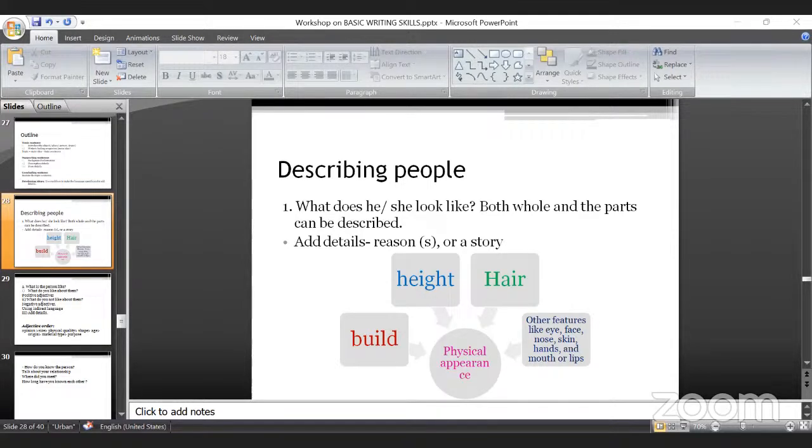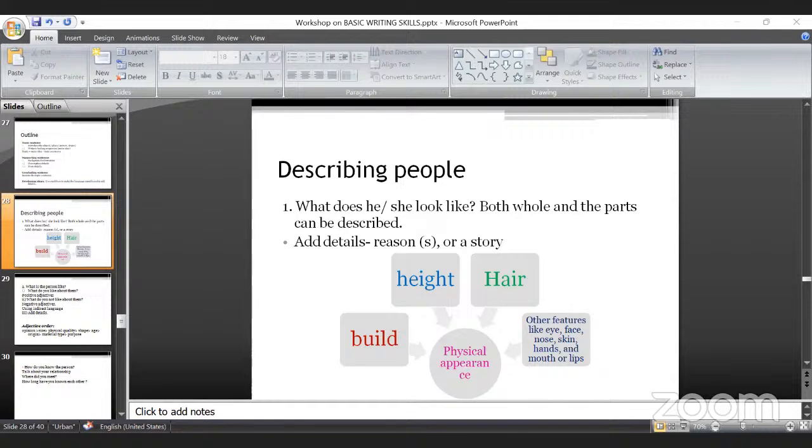Have you heard something like buff physique? I see somebody writing in the chat. Buff physique. When you say someone has a buff physique, what does it mean? It means that the person is in good shape. You are describing somebody who's in great shape, then you use words like buff physique. So keep handy adjectives that would suit talking about somebody's physique.